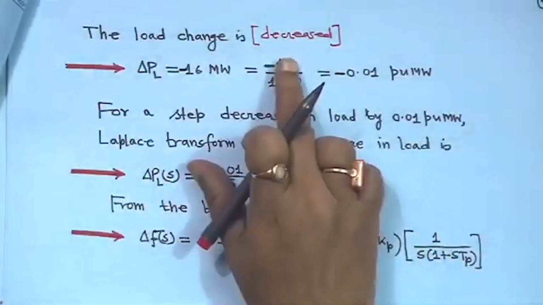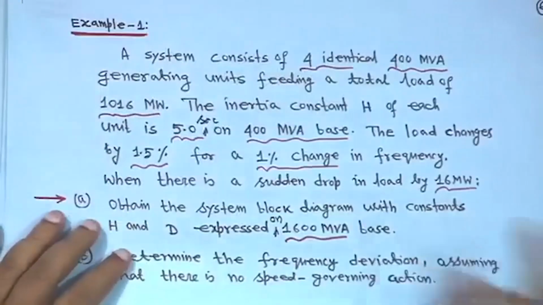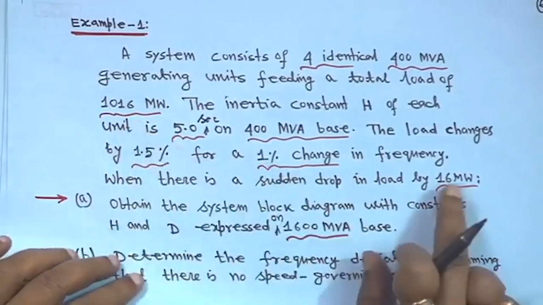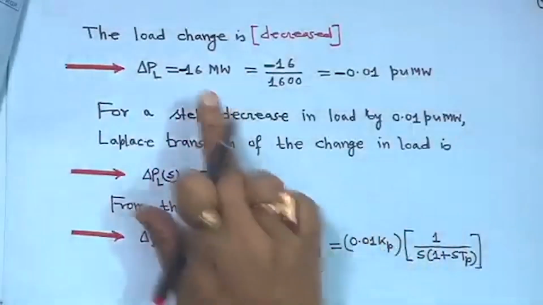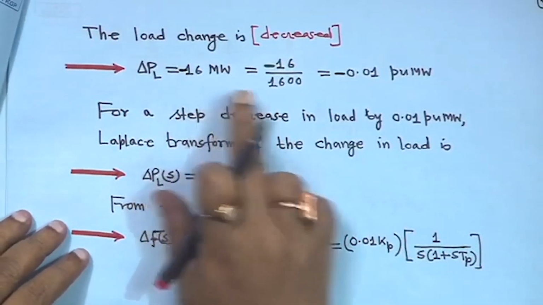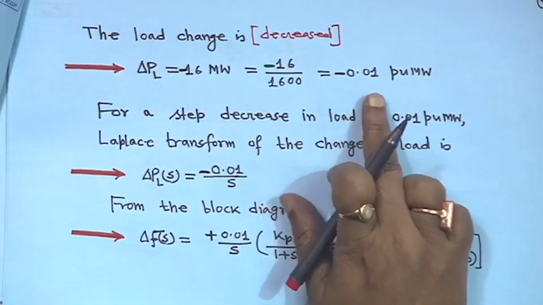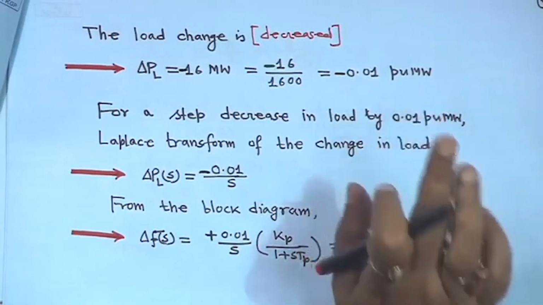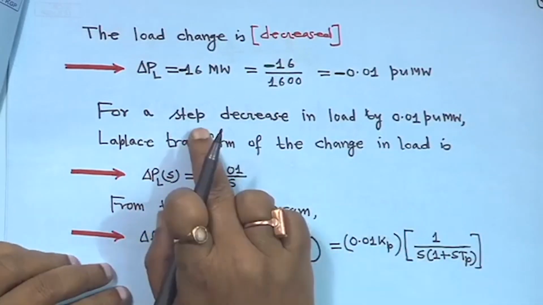Now the load has decreased, so the load change is negative, because in the problem it was 1016 megawatt and now it has decreased by 16 megawatt. So delta PL is minus 16 megawatt divided by the 1600 MVA base, that is minus 0.01 per unit megawatt. So the load has decreased, and there is a step change in the load.